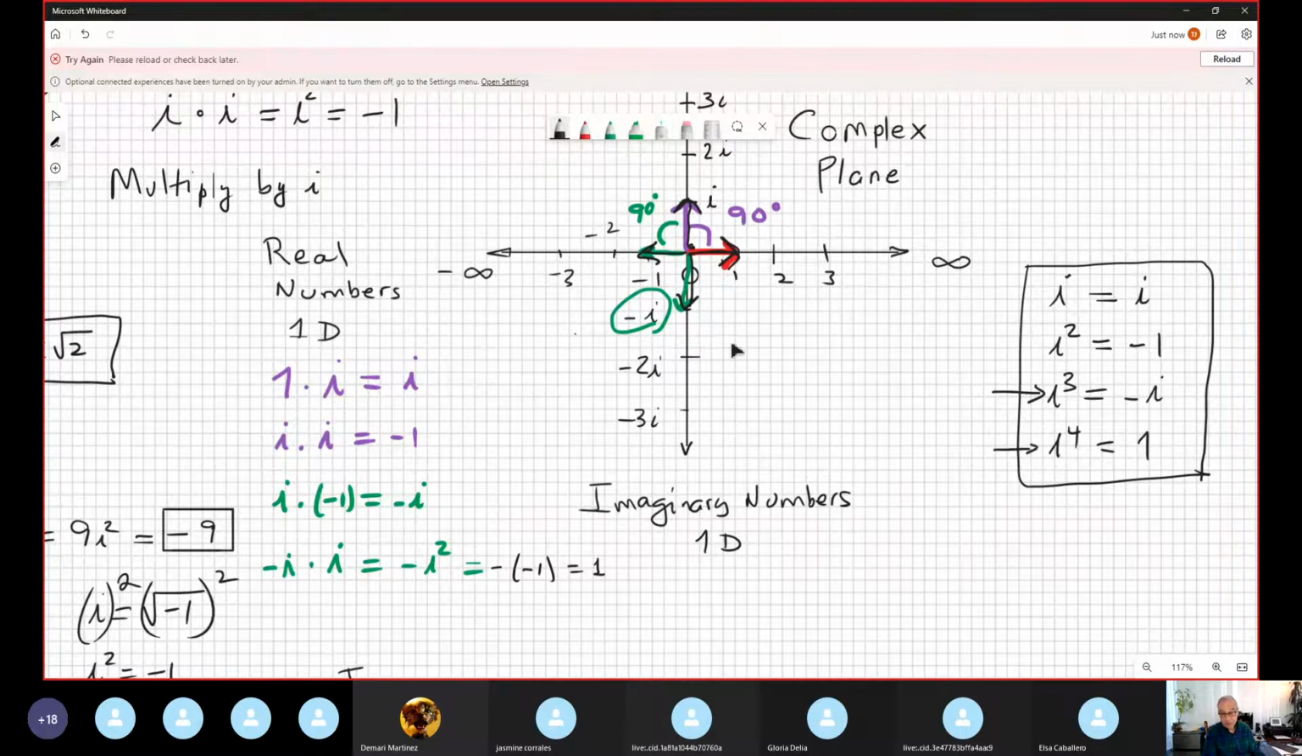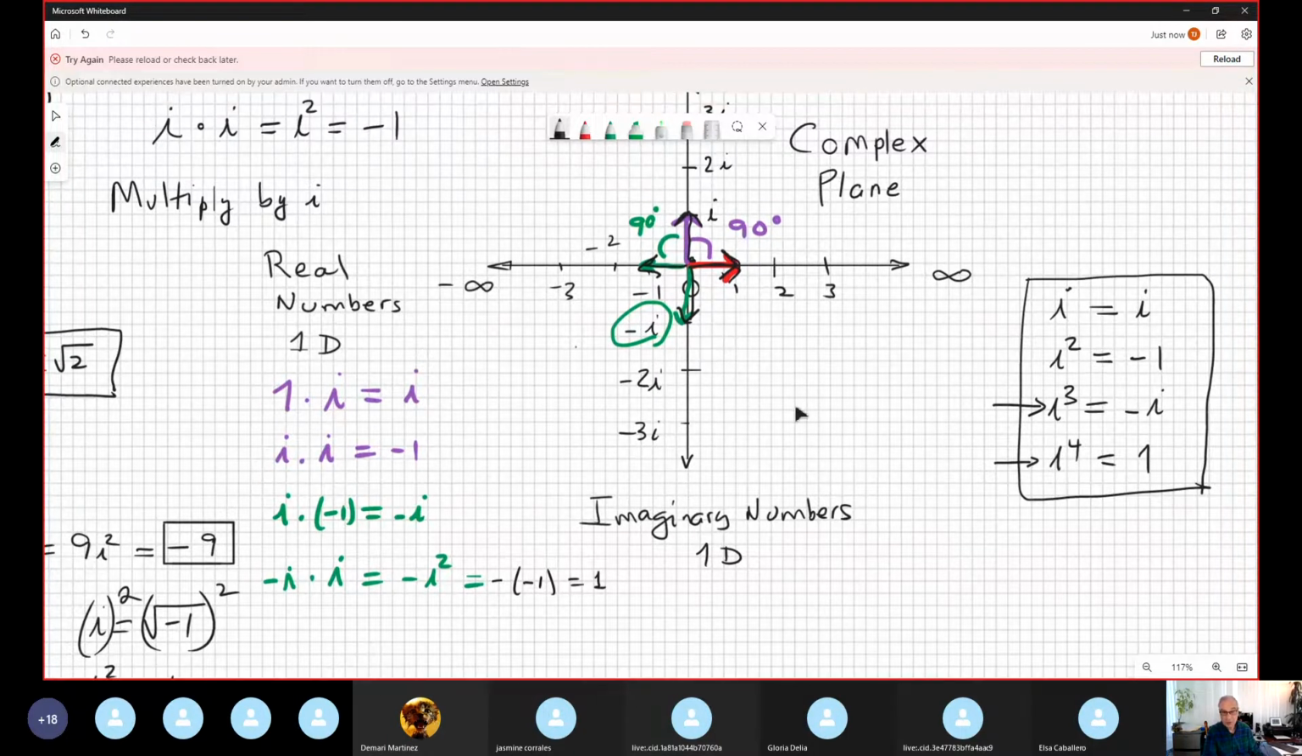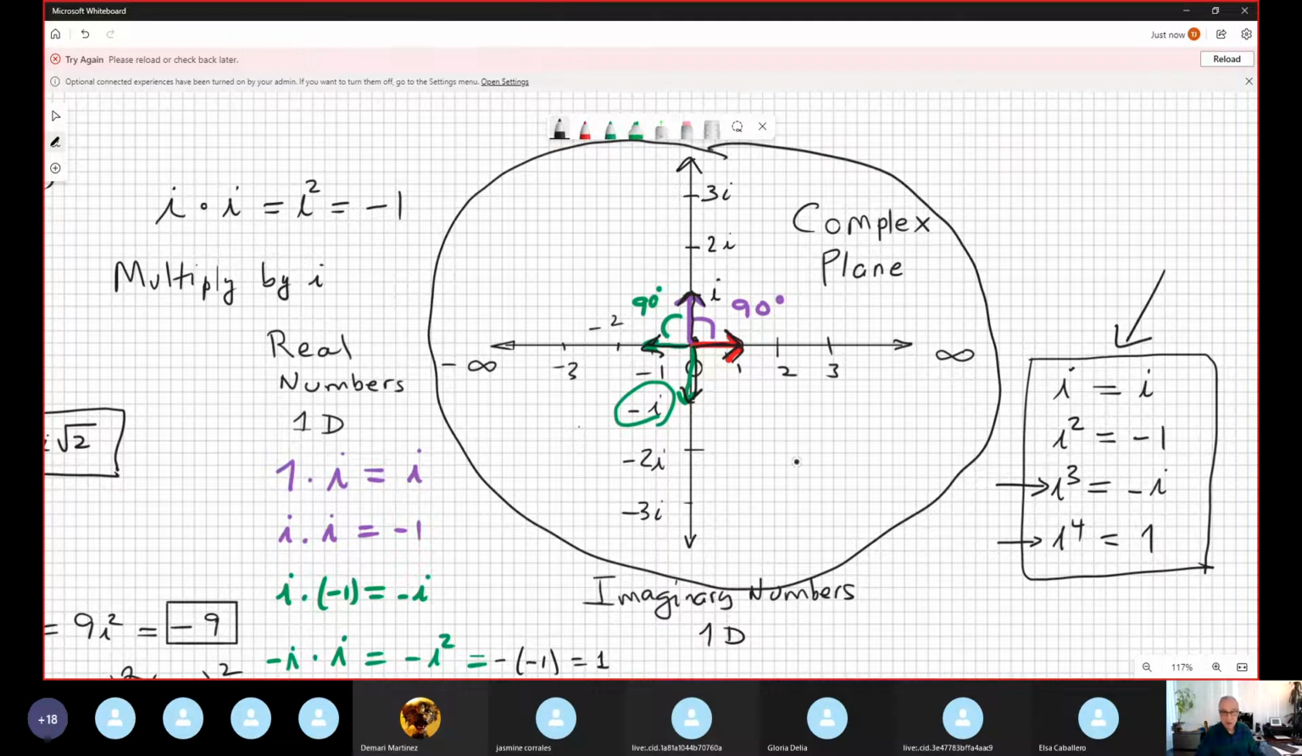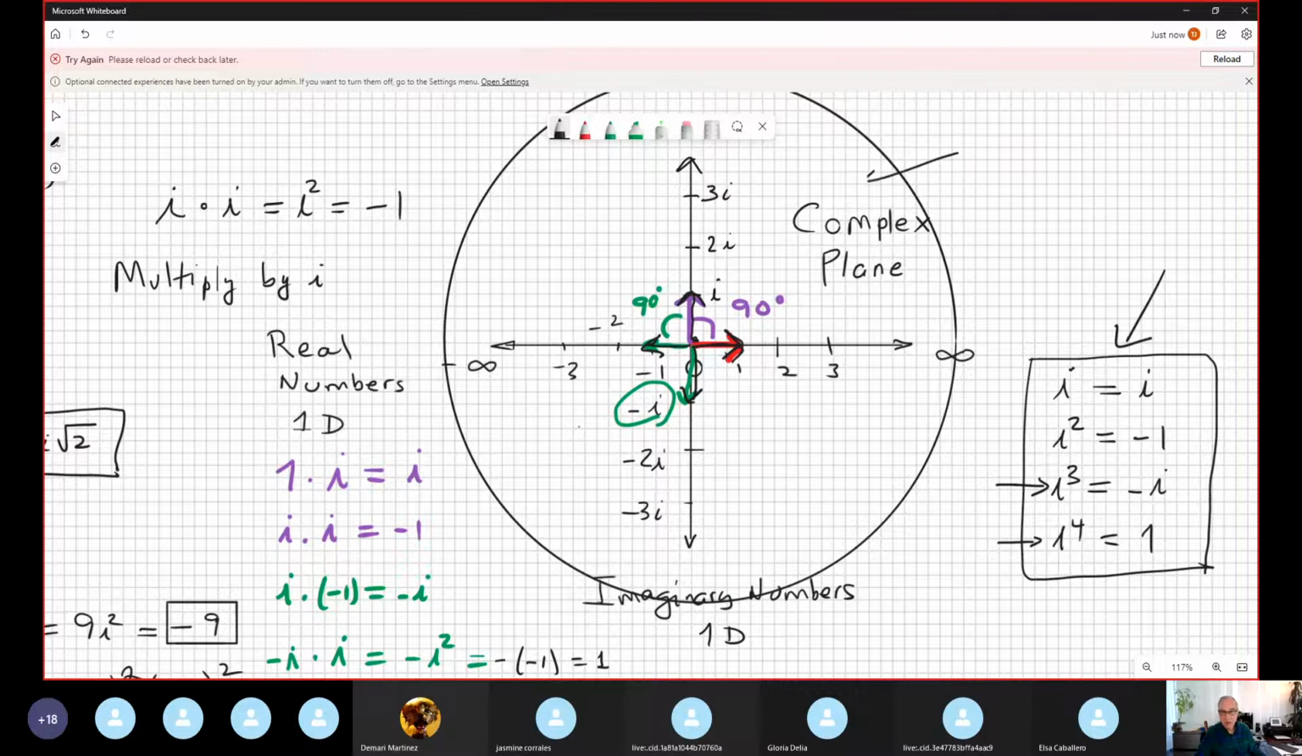Some people memorize this, not necessarily. So one geometric interpretation of this idea is this plane. If you don't like this, no problem. You memorize this, and that's it. It's easy. Entonces, we come back again.